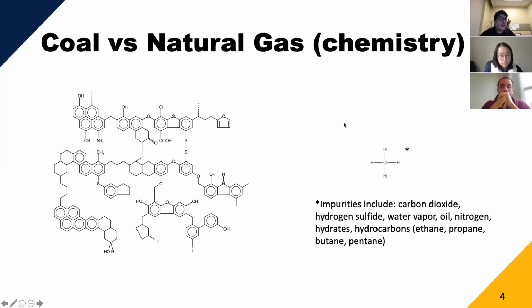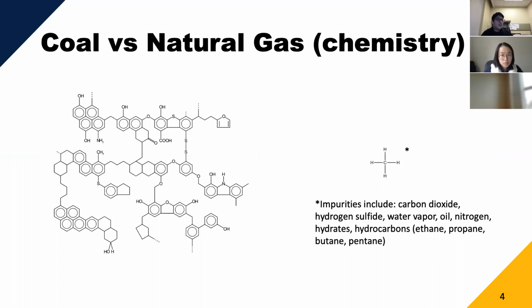On the right-hand side, we have methane, which is what natural gas is. So CH4, as you can see, it's substantially simpler in terms of its molecular form compared to coal. But this also includes impurities, right? You don't get these streams of just pure natural gas. Other things that you extract alongside natural gas include things like carbon dioxide, hydrogen sulfide, water vapor, and so on and so forth.